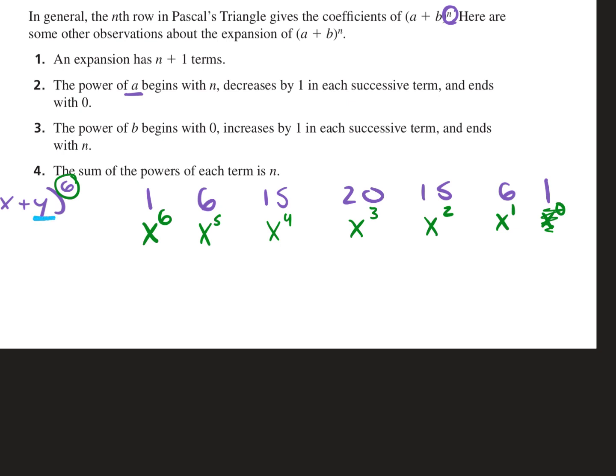With my y, the second variable, the second term that we have, we start with y to the power of 0. What is y to the power of 0? 1, so it's just going to go away too. Then y to the first power, y to the second power, y to the third power, y to the fourth, y to the fifth, and y to the sixth.